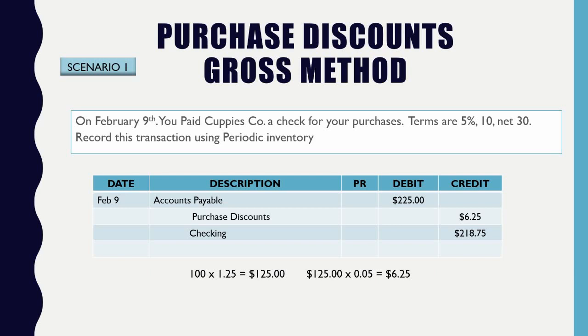Okay, so in this case, I'm only going to pay them $218.75 because I made the discount period. And I'm going to recognize that by decreasing my purchase expense with the contra account for $6.25. Okay? And at the end of the day, my debits and my credits match on both ends. Right?